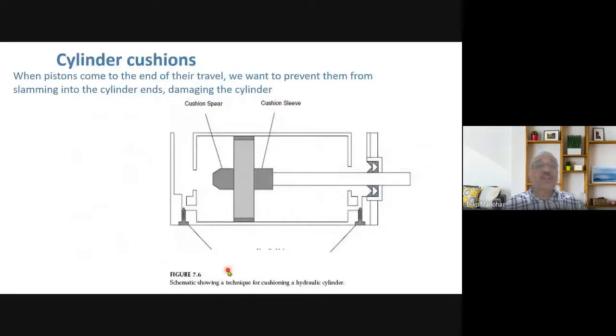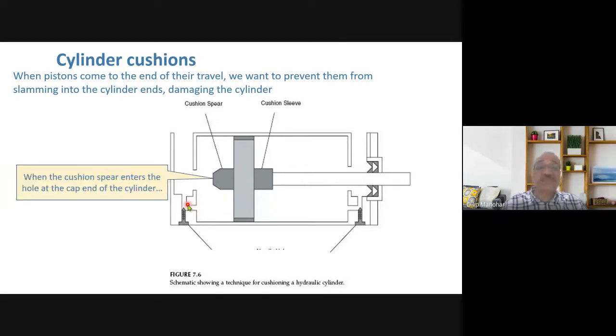So cushioning, I want to highlight as an important factor. When the piston is about to hit one side of the cap, it would be hitting mechanically. Instead of hitting mechanically, through hydraulics we cushion the shock using some design here. As soon as it enters here, the flow does not go out from here, but the flow is forced to go out from this side.